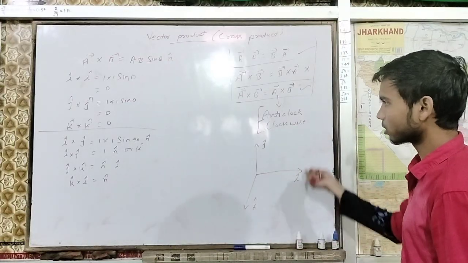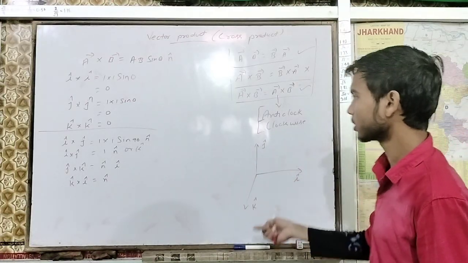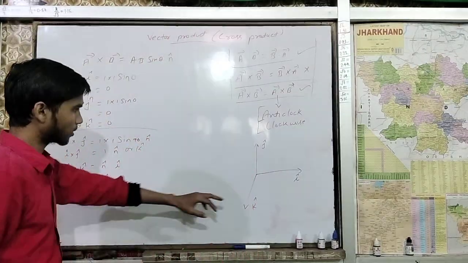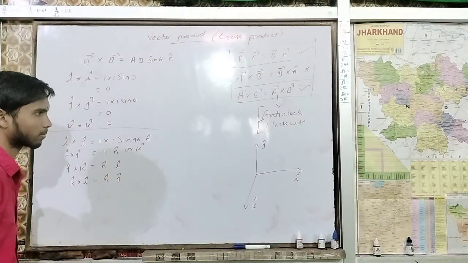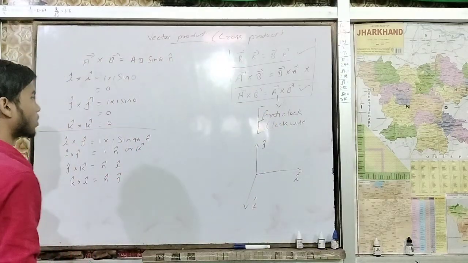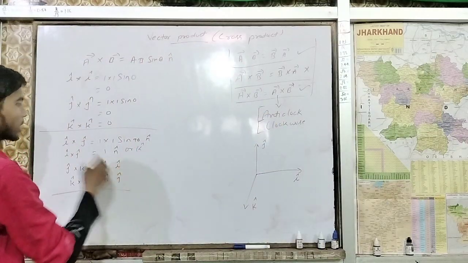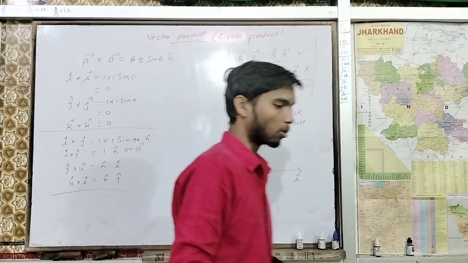And it is rotating anti-clockwise. K cap, I cap. Next is j cap. Again, this is anti-clockwise. That's why all these axes are positive.